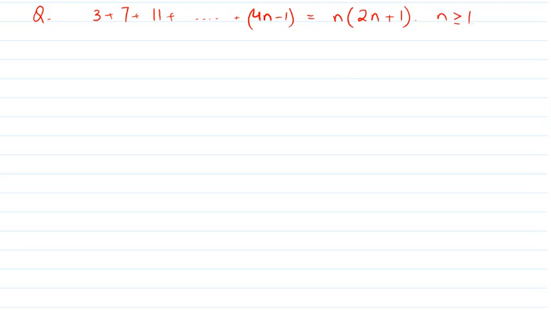Okay, ji. Now let's do another question here. Say we have a series 3 plus 7 plus 11 plus up to 4n minus 1 is equals to n times 2n plus 1. Okay? For n greater than or equals to 1. Right? Okay. Again, following the same steps and starting with the base case.